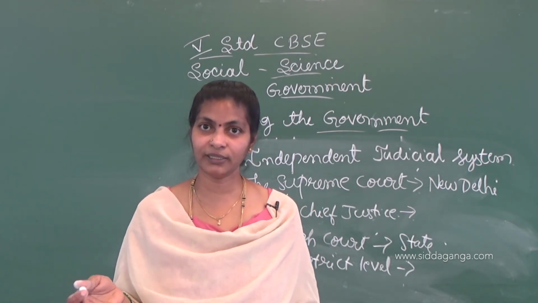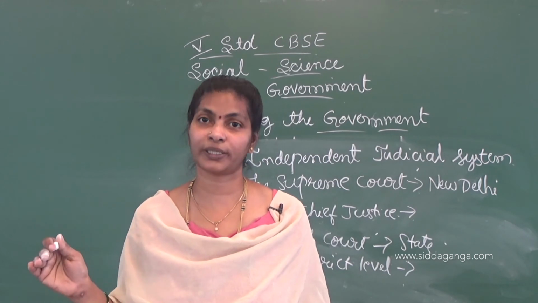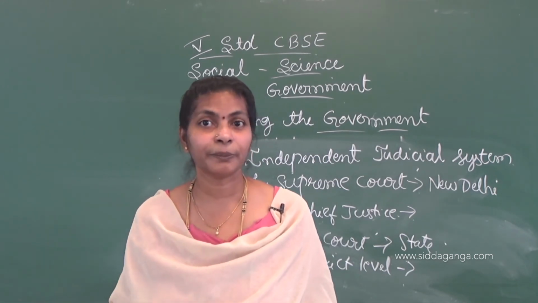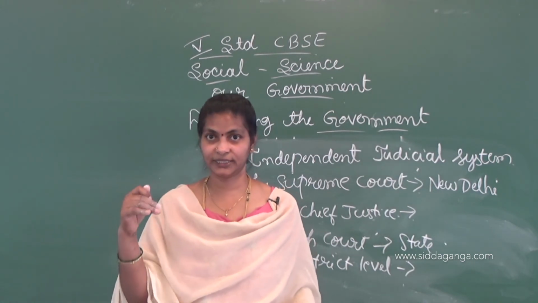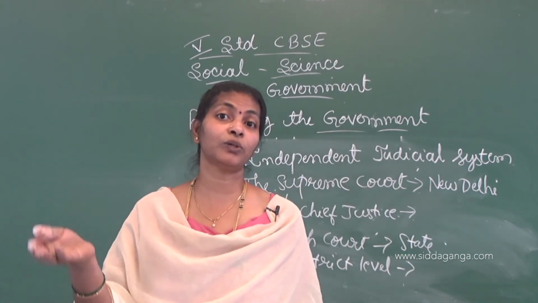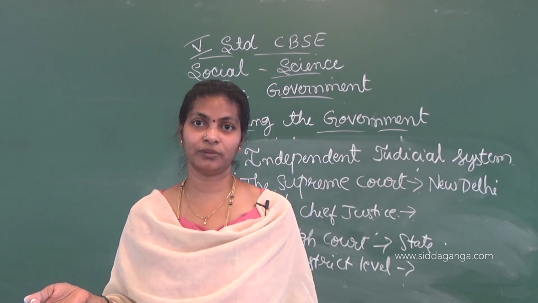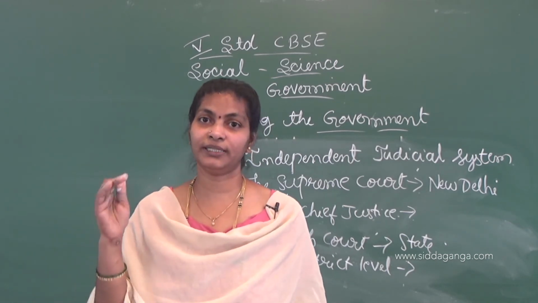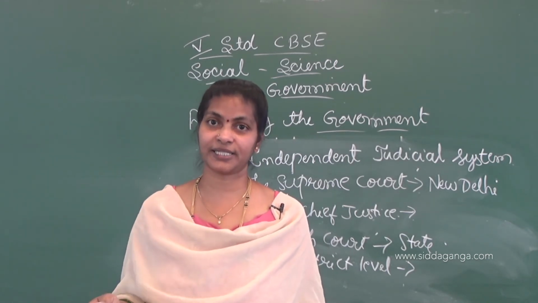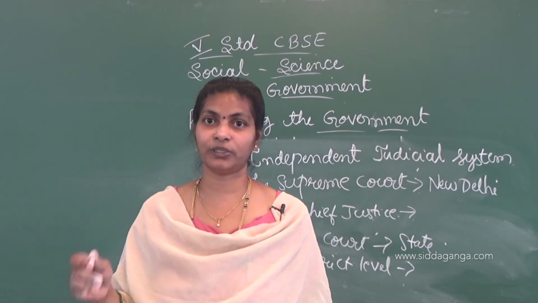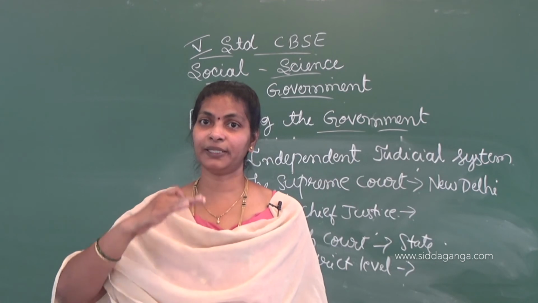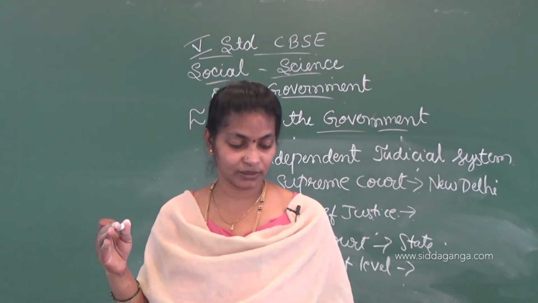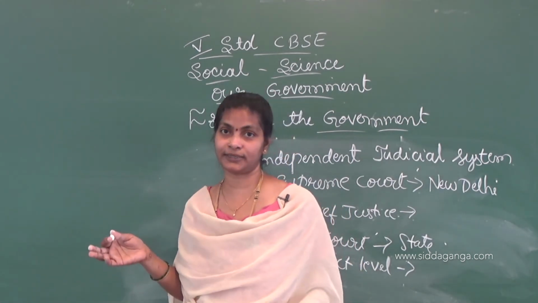At the district level, the district courts are working. They are giving justice to the people. When the people do not get justice in these courts, they can go to the High Court. Even if they do not get justice in the High Court, they can go to the Supreme Court. In this way, step by step, we have the judiciary system.